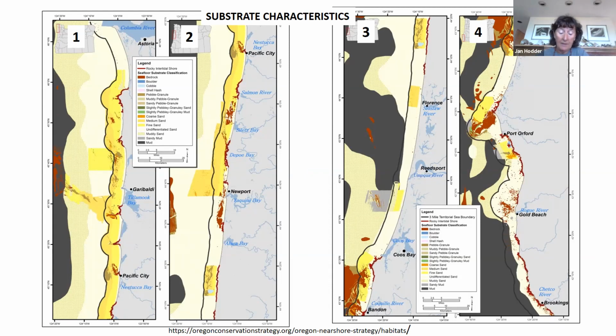Starting with map number 1, it's clear that there is limited rock substrate in the northern part of the state. Moving south to map number 2, you can see some scattered rock outcrops shown there in red off of Siletz, Depot, and Yaquina Bays. Map number 3 reflects that long stretch of sandy beach and the extensive dune field from Florence to Coos Bay. And it's only as you get south of Coos Bay to the Cape Arago region and down to Bandon that you begin to again see rock substrate. It is in the very south of the state, from Cape Arago to the California border, that you find the most substantial rocky areas, as you can see in map number 4.